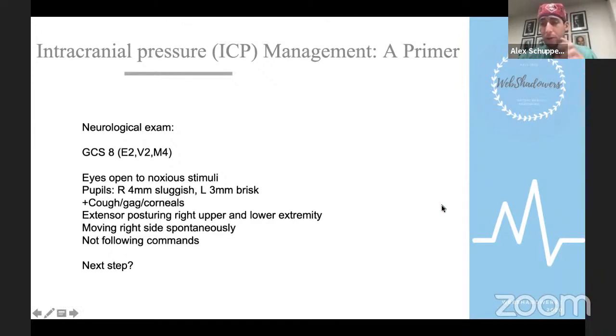One, his pupils are unequal. This is called anisocoria, when your pupils are not responding equally. He's extensor posturing on one side of his body. He's not following commands, okay? And a GCS of 8 is actually pretty low.